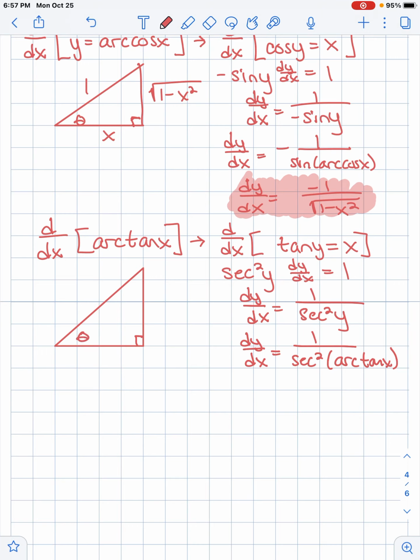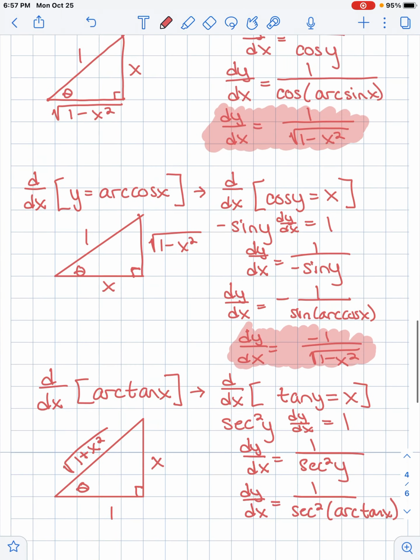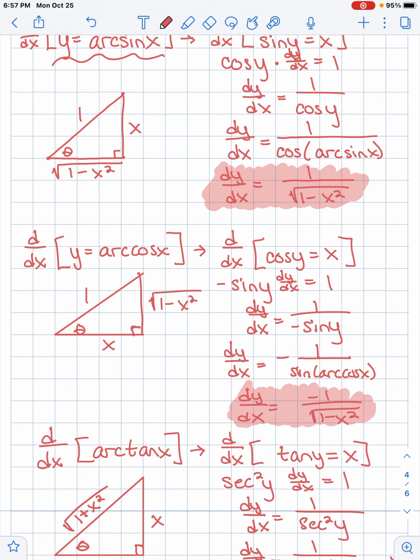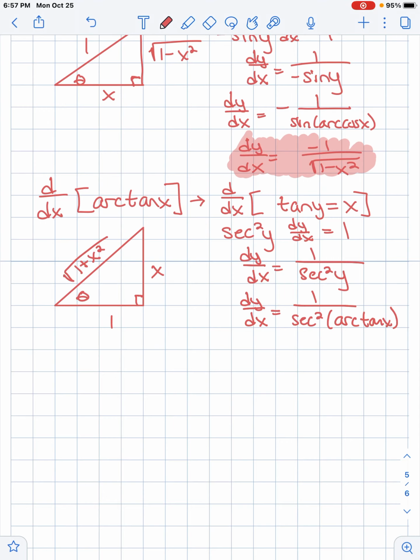But I do know that tangent is x, so I do know that opposite over adjacent, that's x and 1. And the hypotenuse is the square root of 1 plus x squared. So this is really important to think about. In sine and cosine, the hypotenuse was 1, and one of the legs was x. That's why we have the square root of 1 minus x squared. But in this case, because we have tangent, which was both legs given, then the hypotenuse is the square root of 1 plus x squared. Okay, keep that in mind as you're going through all of this.